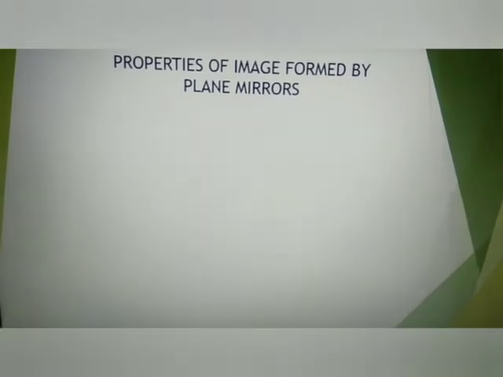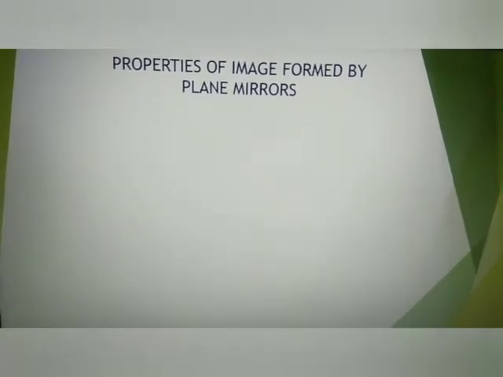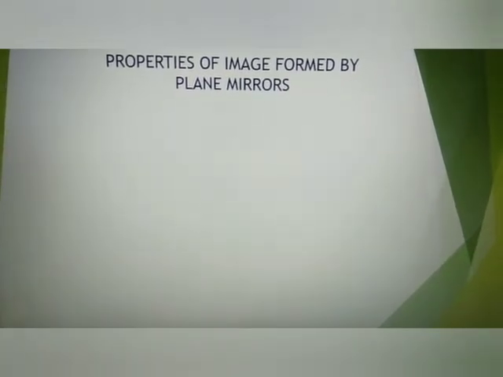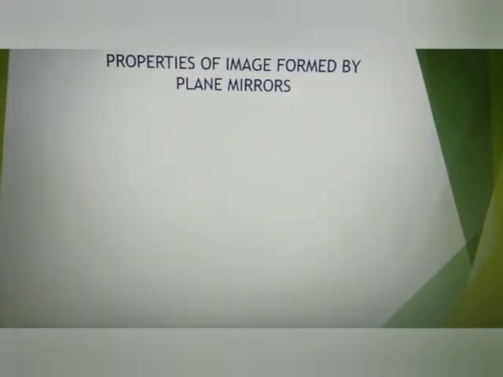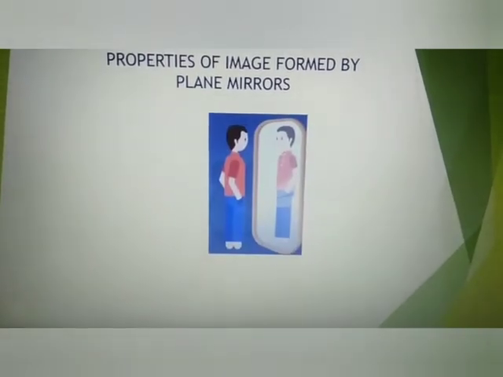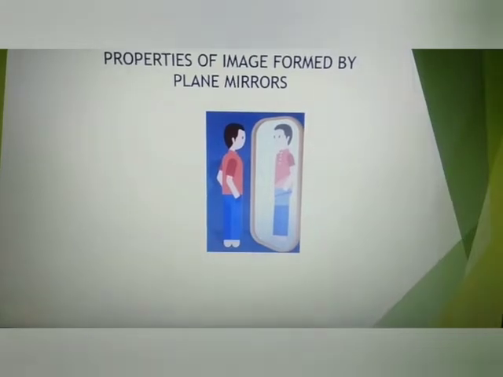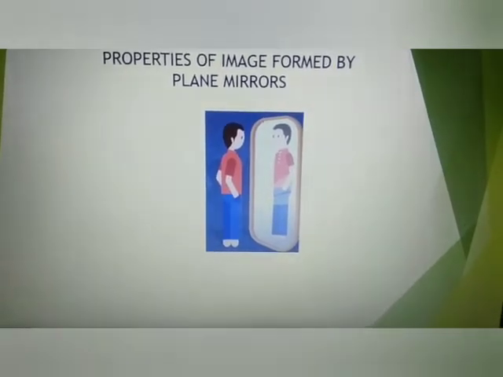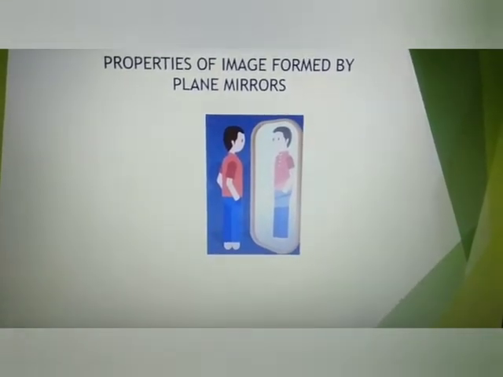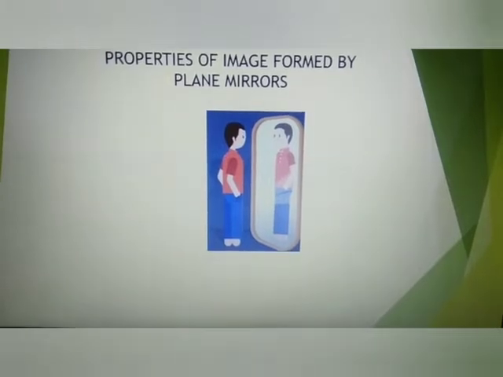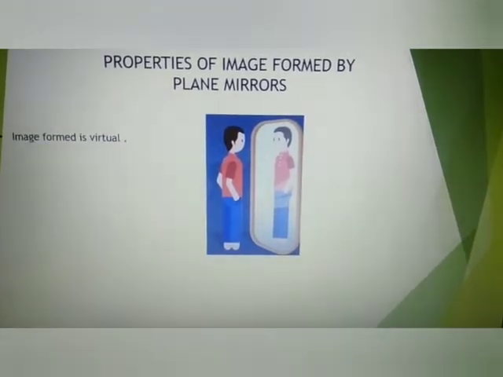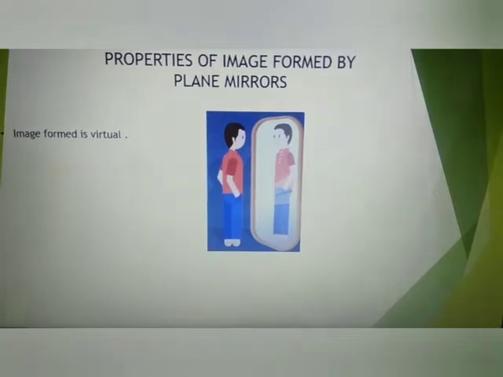So students, before we begin with the spherical mirrors, here are the properties of the image formed by plane mirror. Now you can see here, this is a plane mirror. Why are we calling it plane? Because the reflecting surface is flat. So a man is standing in front of a plane mirror. The image which he sees is virtual.